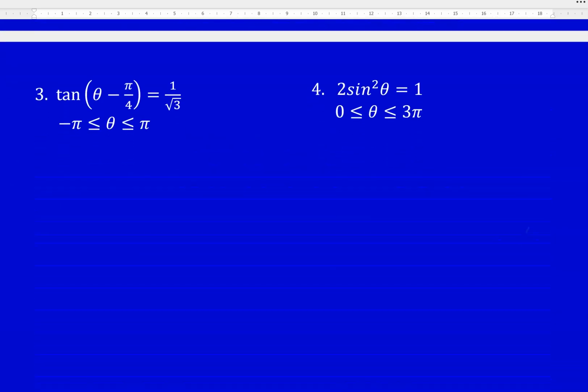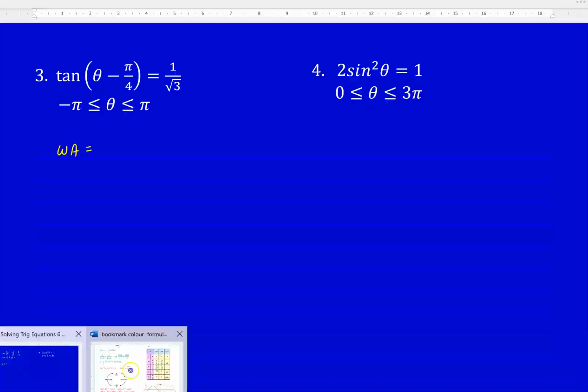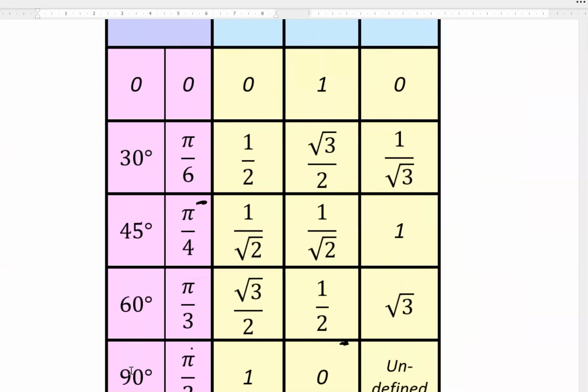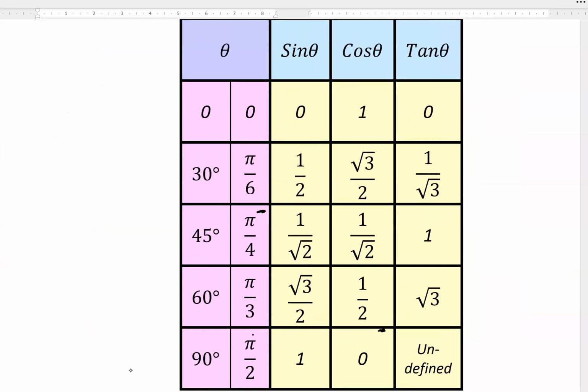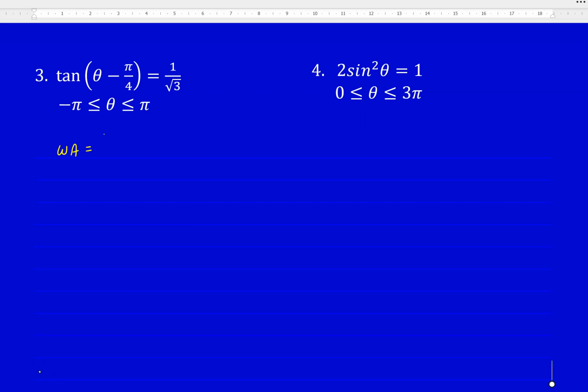Okay, we're scooting along. We're off to number 3, where now we've got tan. Same rules apply, but remember the period for tan is not 2 pi, it's just pi. So we've already got tan by itself, so we can go straight into our working angle. Tan of what is 1 over root 3? So we look over here, tan 1 on root 3, so it's pi on 6 here. So our working angle is pi on 6.